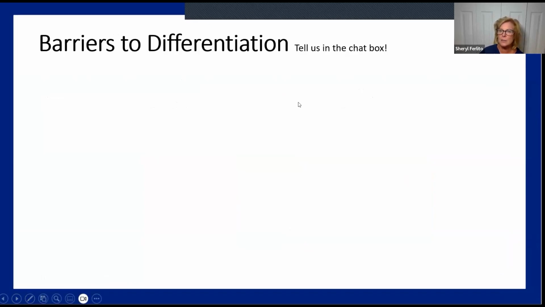Think for a moment with all of that information. What are some barriers to differentiation? We need to know about the learner. We need to know about the science of reading. What are some barriers? Can you tell us that in the chat box?